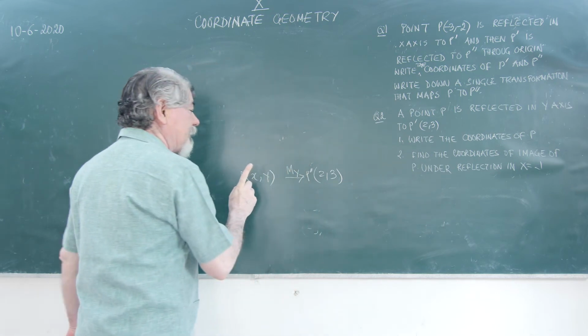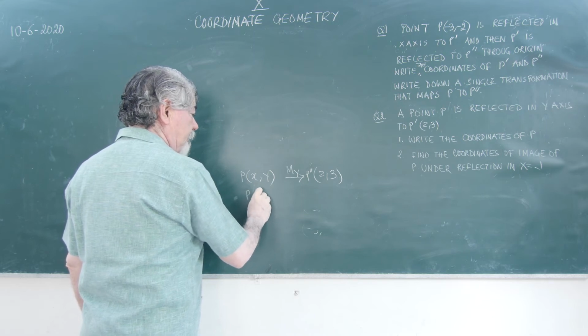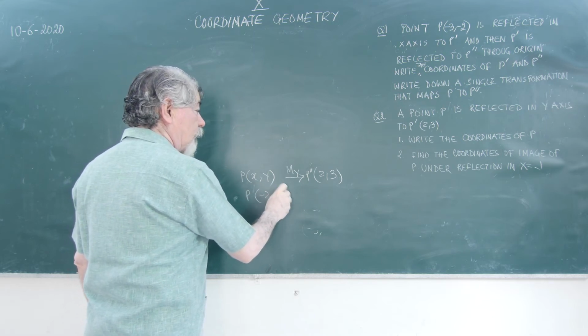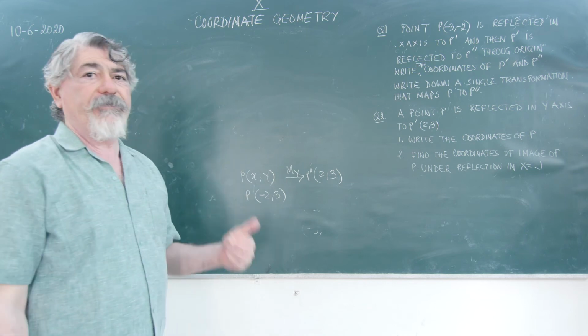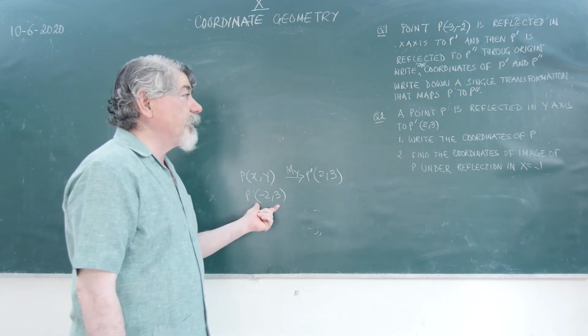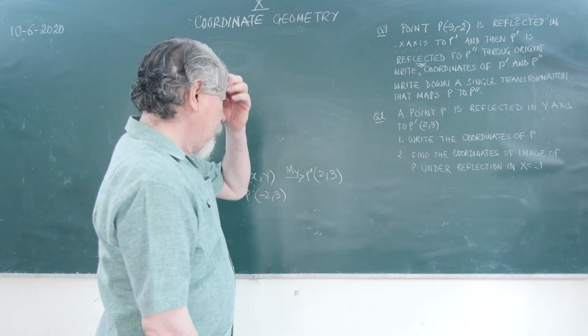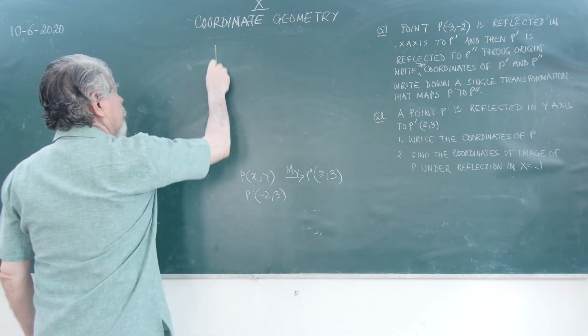So he says write down the coordinates of P. Coordinates of P will be (-2, 3). The y coordinate will remain the same. When we are reflecting in y-axis, the sign of the y coordinate does not change, only the sign of the x coordinate changes. Now I can show it to you on the graph paper.